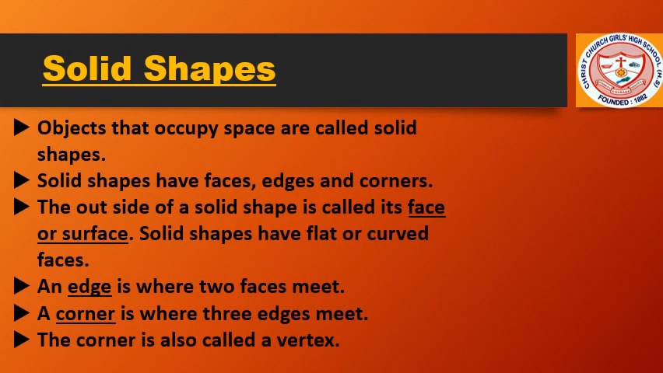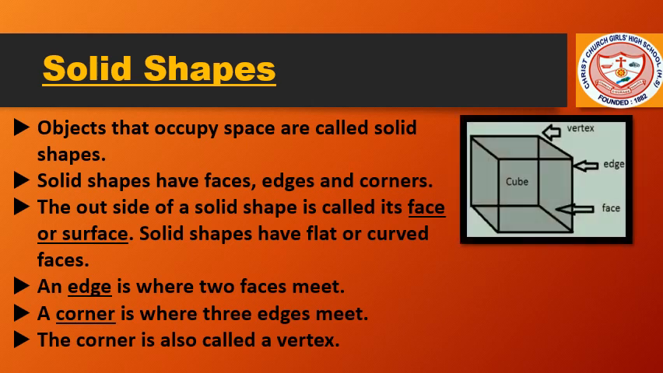Solid shapes. What are solid shapes? Objects that occupy space are called solid shapes. Solid shapes have faces, edges, and corners. So girls, in this picture, you can see that this is a cube, an example of solid shape. And it also has face, edge and vertex or corners.